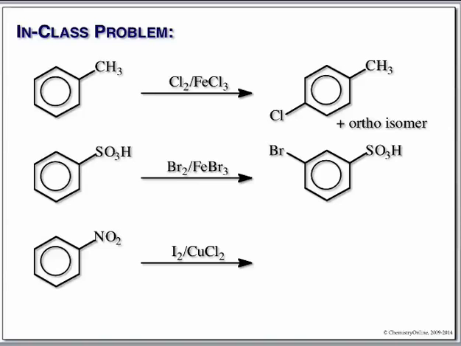The king of deactivation is the nitro group. Nitro group really is very effective at removing electrons by resonance. So we're real electron deficient, ortho and para. We can iodinate in this case, but again, we only get meta isomers.